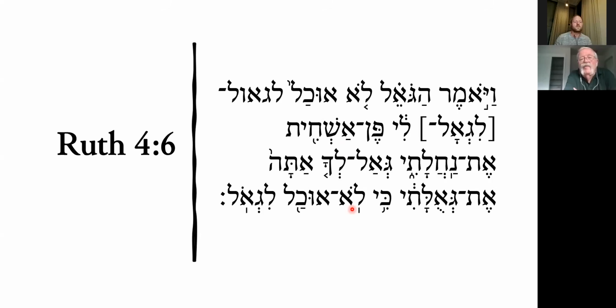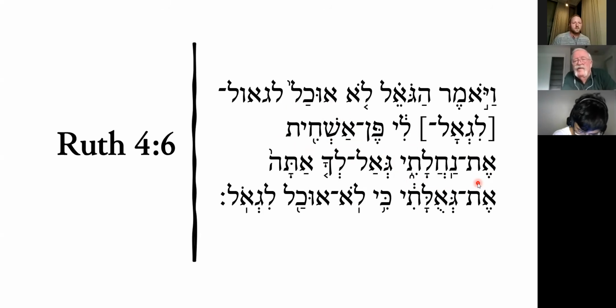לגאולי בן אשרית את נעלתי. This word ashchit, the hifil lehashchit, means to destroy. את נעלתי Nachalati. גאל לך Ge'al lecha. וגאל לך אתה את גאולתי כי לא אוכל לגאול. Yeah, this is ligol, this is ligol. It's all the same word.